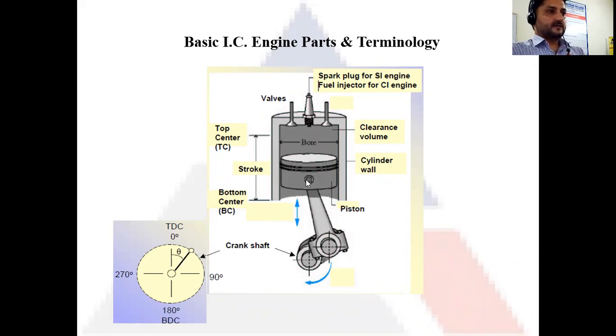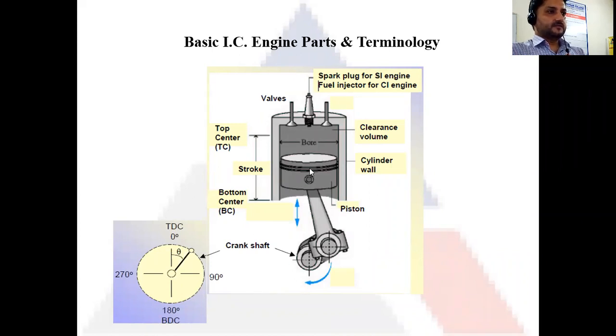Now the piston is connected to the crankshaft with the help of a connecting rod. This is my connecting rod. The small end of the connecting rod is connected to the piston with the help of the piston pin or the gudgeon pin, and the big end of the connecting rod is connected to the crank of the crankshaft with the help of the crank pin.